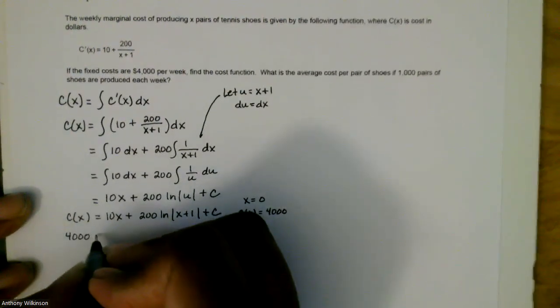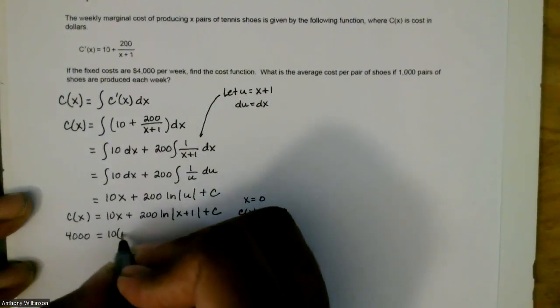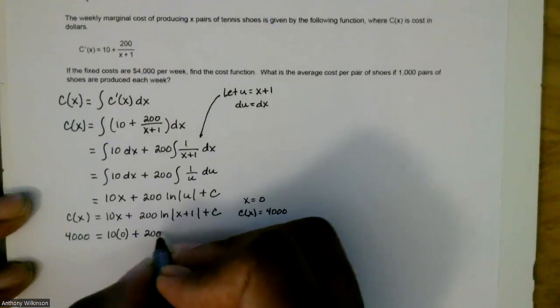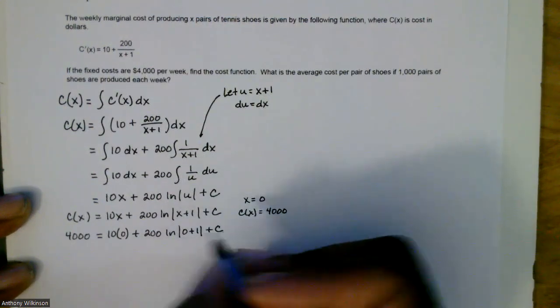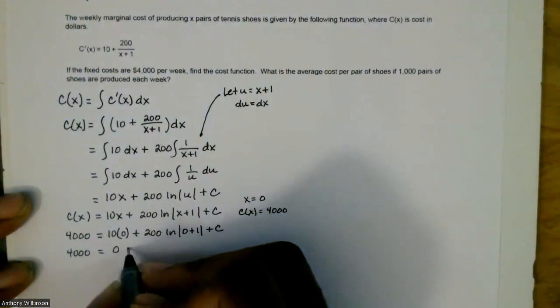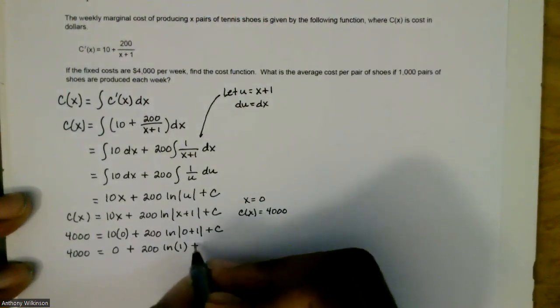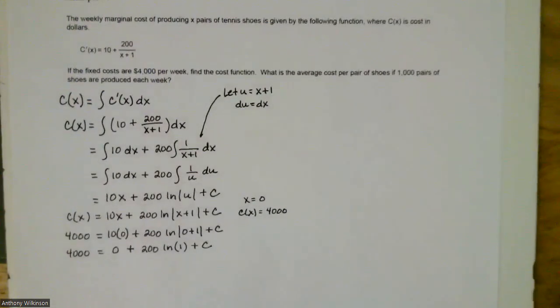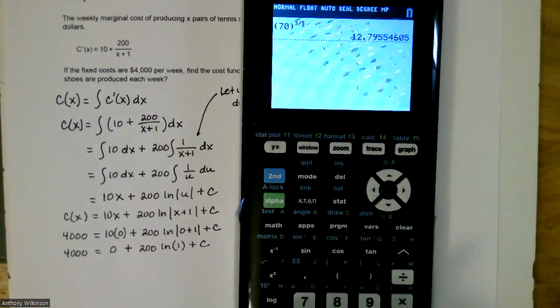So it'll be 4,000 equaling, with x equal to 0. So I substitute each x in this with 0. So it'll be 10 times 0 plus 200 times the natural log of the absolute value of 0 plus 1, and then plus c. So I got 4,000 equaling 10 times 0, that's 0, plus 200 times the natural log of 1 plus c. And if you were to do this in the calculator, the natural log of 1, or if you remember from college algebra, natural log of 1 is 0.